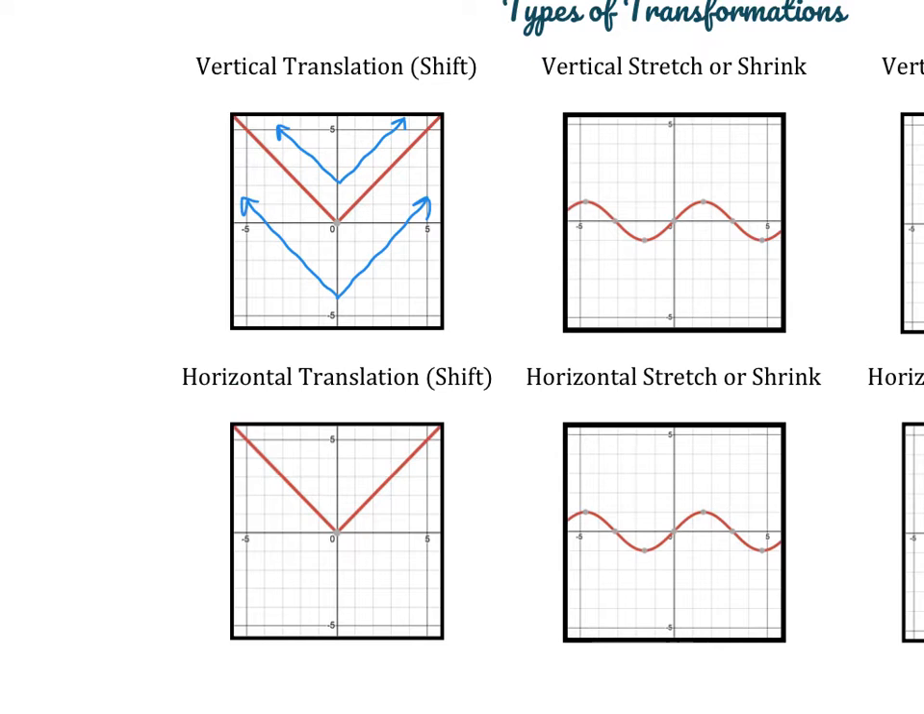Now, a horizontal translation is simply a shift left or right. So imagine your graph just moves a few units to the right, or maybe a few units to the left. Looks like this. So again, the shape didn't change. There was no rotation or reflection. It simply shifted left or right. So we call this type of transformation a translation.